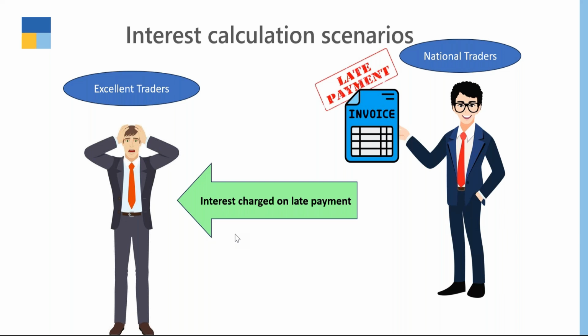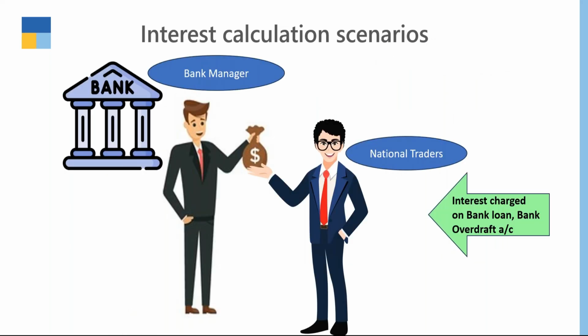So that was one of the scenarios. Another scenario could be that, as a business, you would have taken a loan or done an overdraft from your bank account, on which you would like to understand the interest being charged. If you set the parameters, Tally will automatically show you the interest report so that you will be able to account the interest. So these were the two scenarios that we discussed so far.